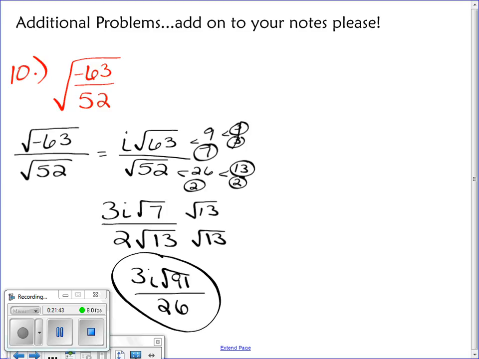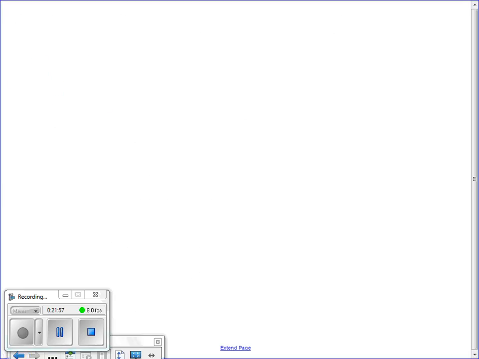Okay, the fact that there was an i did not hinder me from simplifying. Remember, I can multiply and divide with an i, doesn't matter. I can't add and subtract if it's not alike. All right, questions there? What number was that? 10. So this is 11.